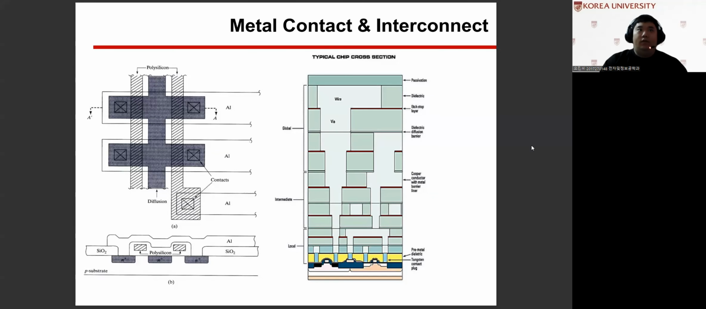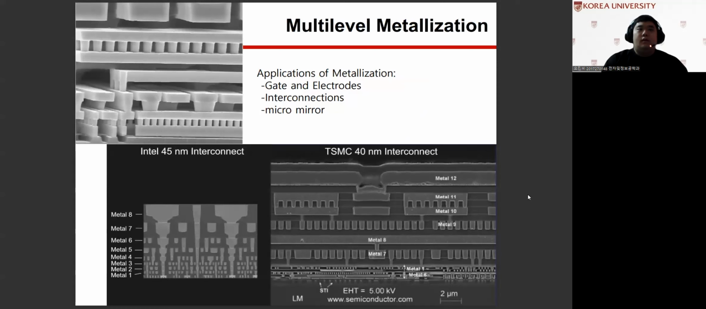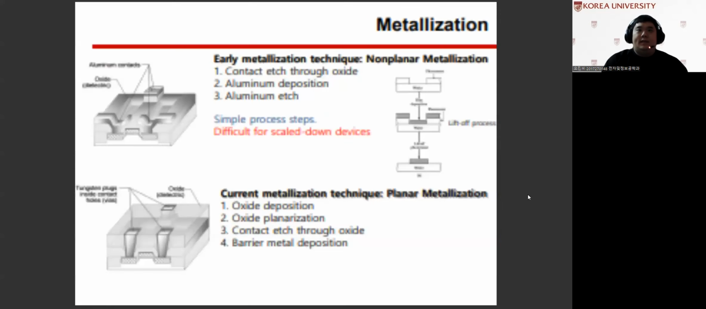Hi, in this video, we're going to discuss metallization. Metallization is to connect the metals between devices. By connecting devices, we can make the integrated circuit. Nowadays, many devices are connected in multiple levels. This can make the devices even more complex.